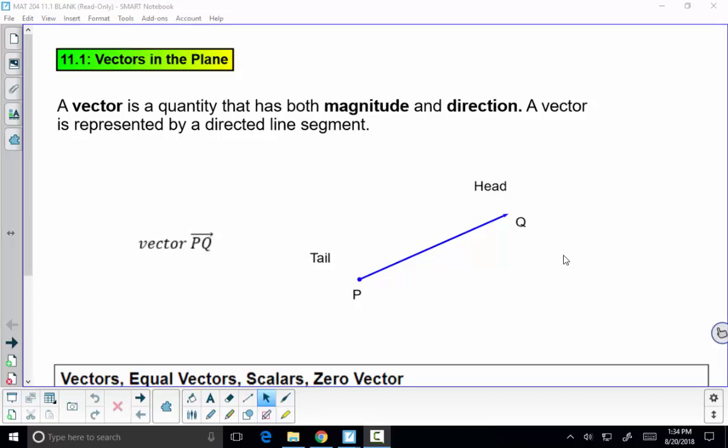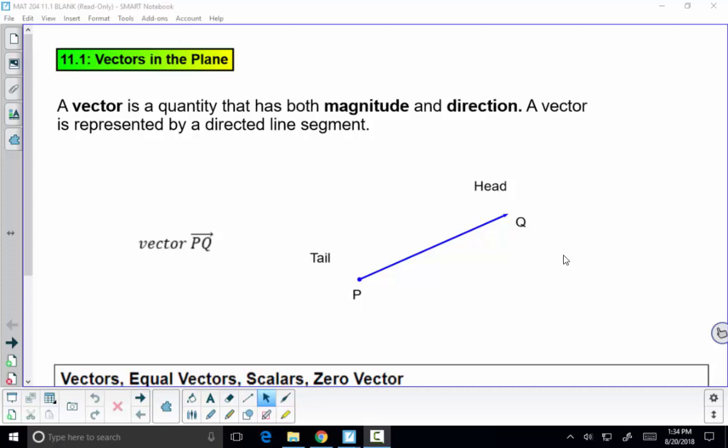All right, so we're going to start in this chapter, chapter 11, with vectors. And many of you have seen vectors if you've taken physics. Some of you might have had it in pre-calculus. We're going to deal with vectors in two-dimensional space at first and then jump to 3 dimensions. And we're going to see it doesn't really matter what dimensional space you're in.